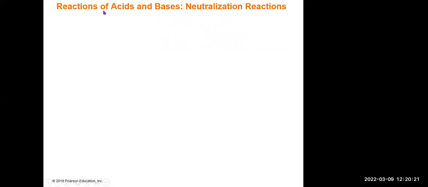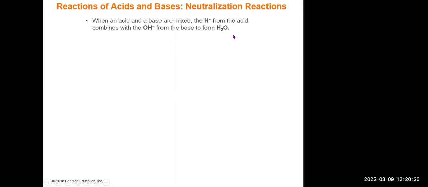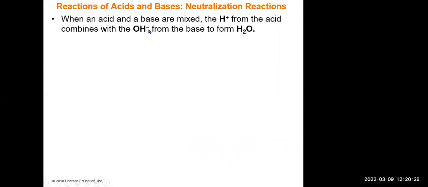And the acid-base reaction is pretty much the neutralization reaction. When an acid and a base are mixed, the H plus from the acid combines with the hydroxide from the base to form H2O. Here's one example. We have HCl as the acid, KOH as the base. These two react to produce H2O and KCl. We call that ionic compound the salt.